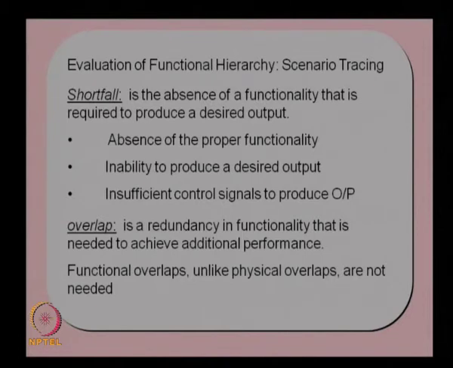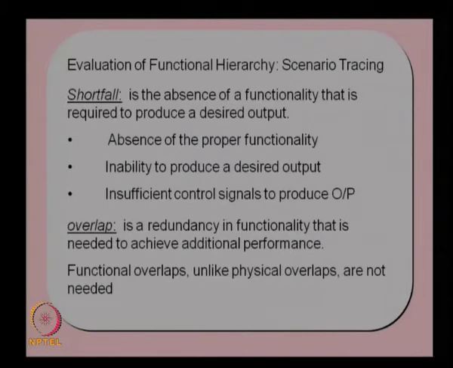So it can be an absence, or it can be an inability to produce an output, or it can be an absence of a control input to produce the output. And there is another one called overlap, which is a redundancy in functionality that is needed to achieve additional performance. So sometimes we provide additional functions which may be redundant and which may not be required at that location. So that also can be identified using scenario tracing.